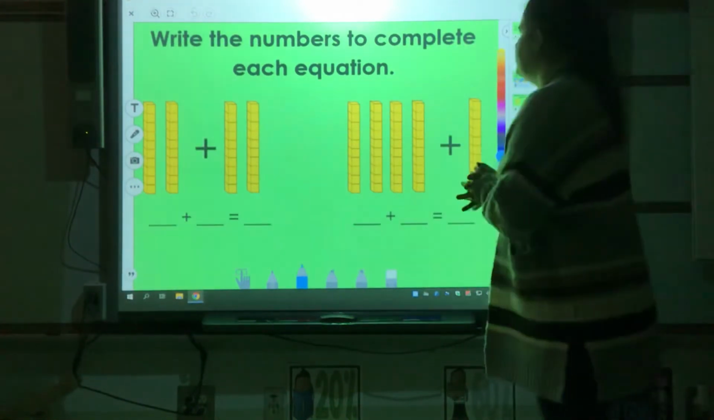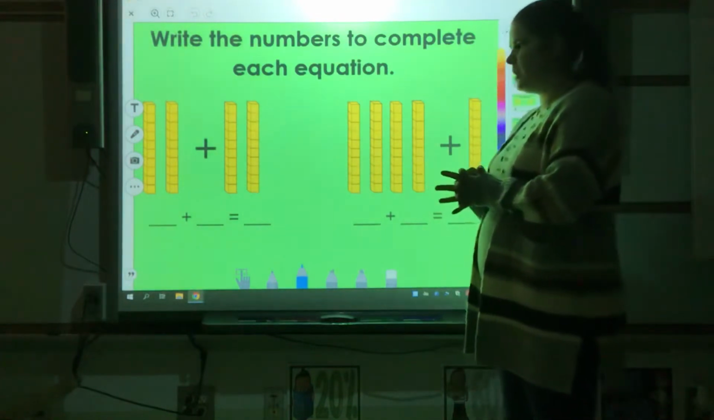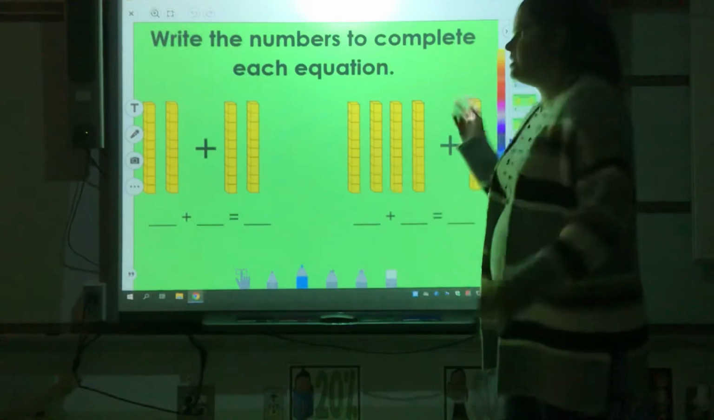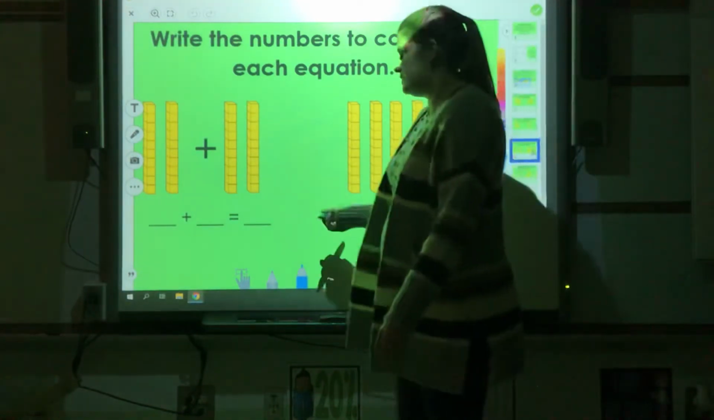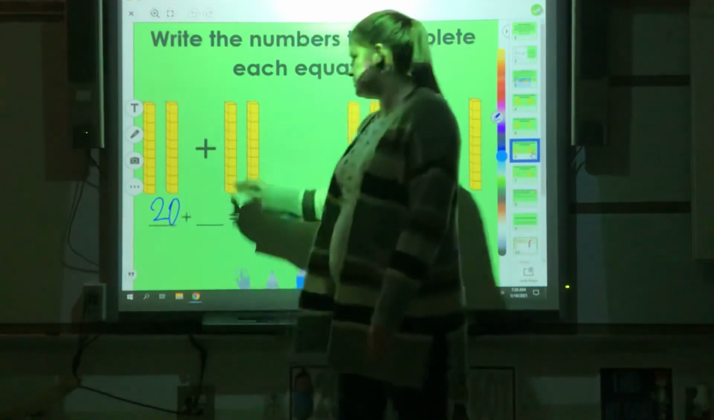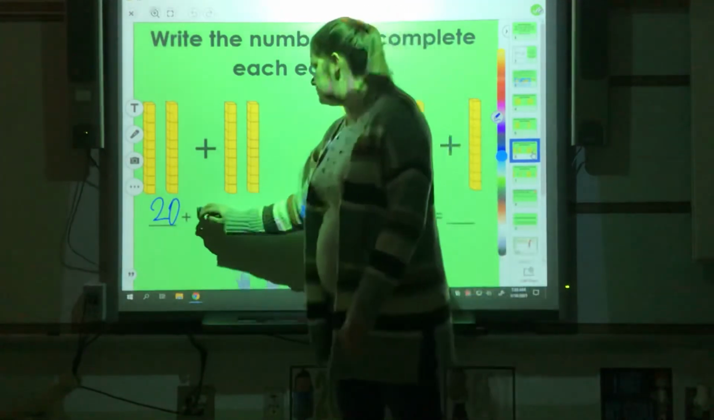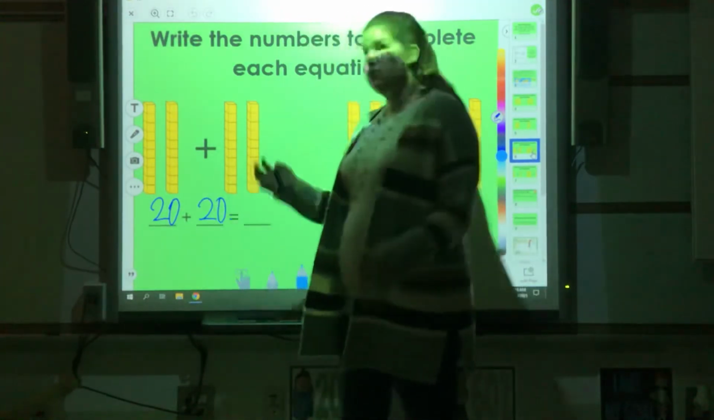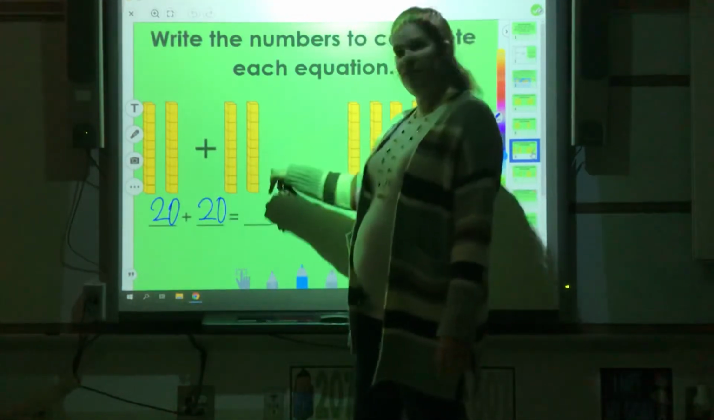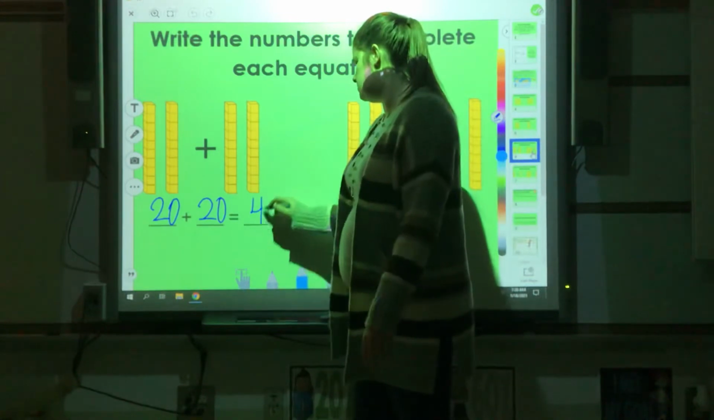Another example: write the numbers to complete each equation. This doesn't ask about tens, so you're going to tell me the number that it wants. So I would say 10, 20 plus 10, 20. So 20 plus 20 is 10, 20, 30, 40. 20 plus 20 equals 40.